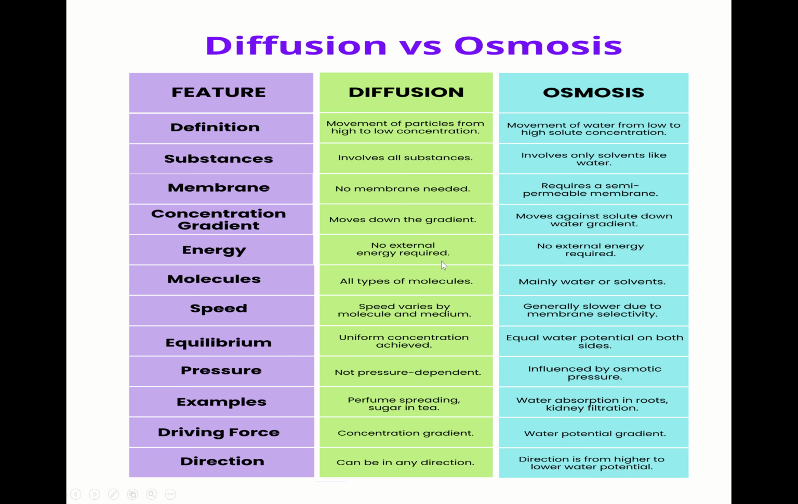Diffusion can occur in solid, liquid, and gaseous state, whereas osmosis mostly occurs in solvents like water. And I already mentioned this, diffusion is concentration dependent, whereas osmosis is mainly dependent on the concentration of water. Here the direction can be in any direction, whereas in osmosis the direction is from higher to lower water potential.